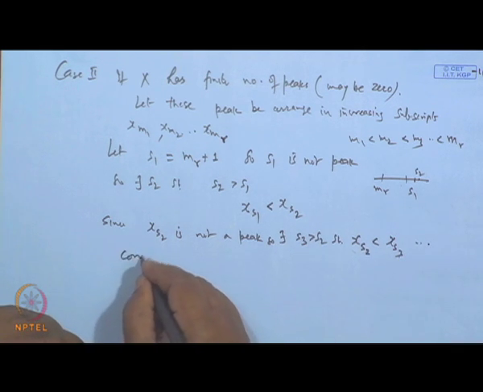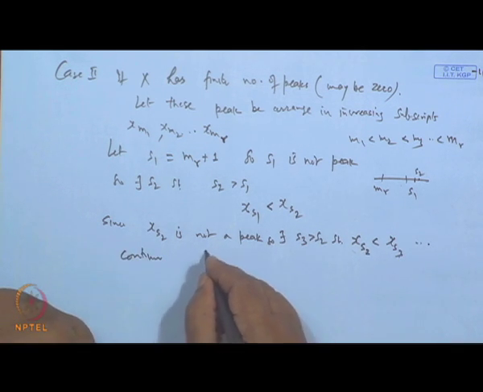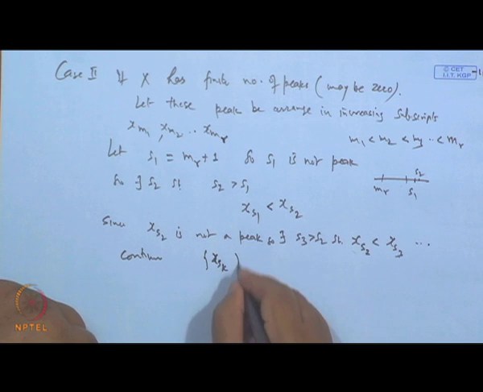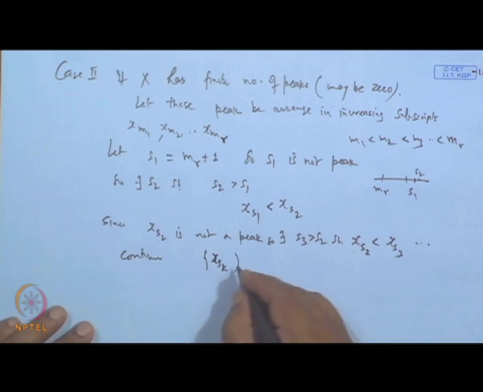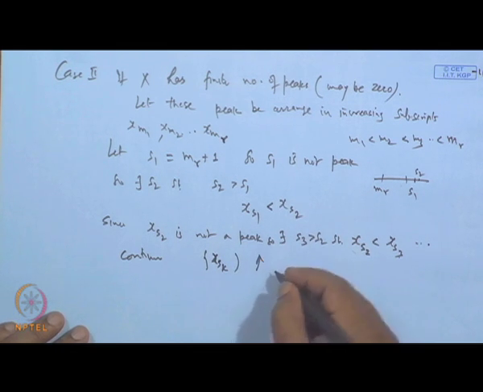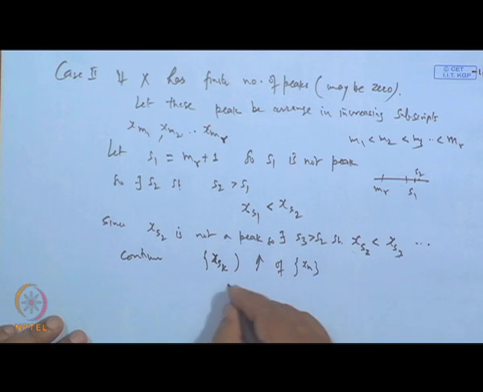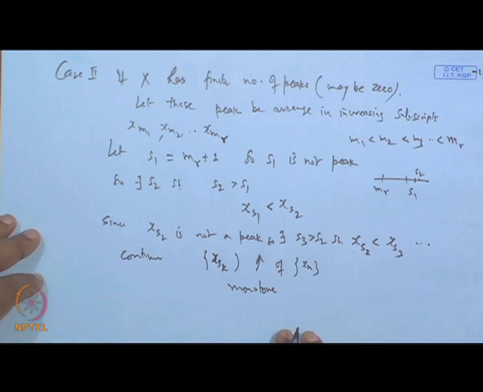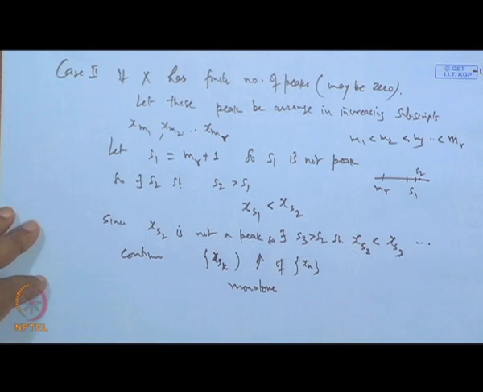Once you continue, then we get a sequence x S k, an increasing sequence of x, which is a monotone increasing sequence. So, this shows that every sequence has a subsequence of x that is monotone.